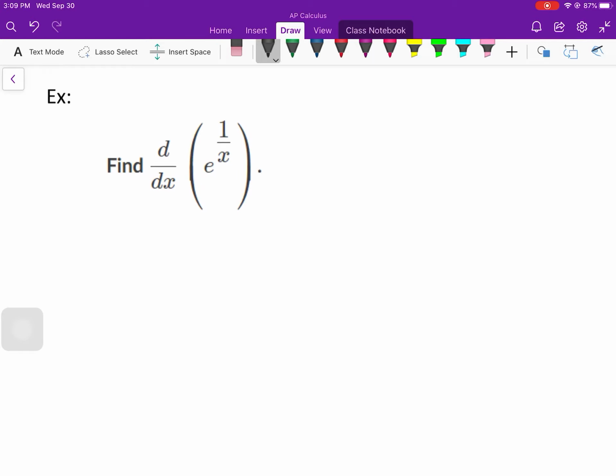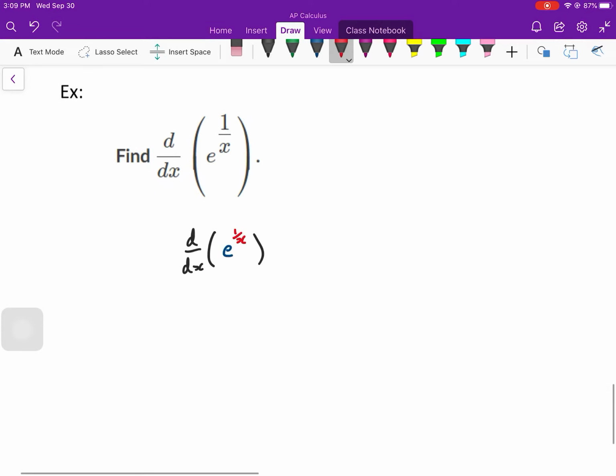All right, let's do one with e. Easiest derivative is e, but some people get a little mixed up. So the outer function is e, and the inner function is the 1 over x. So when we take the derivative of this one, we're going to have e to the 1 over x times the derivative of 1 over x.